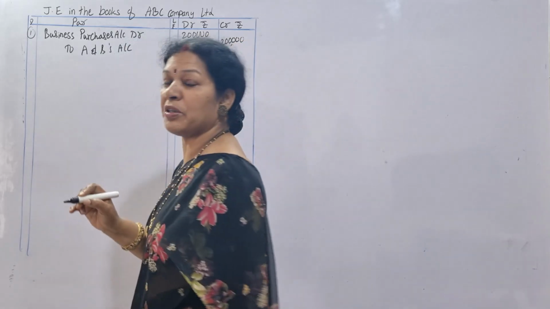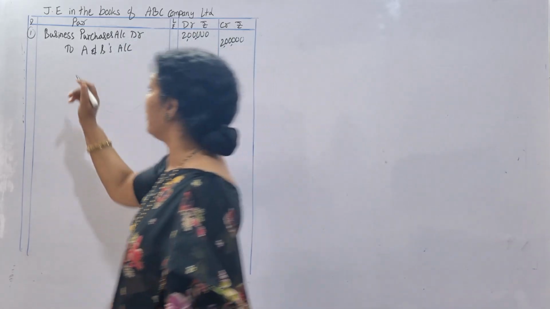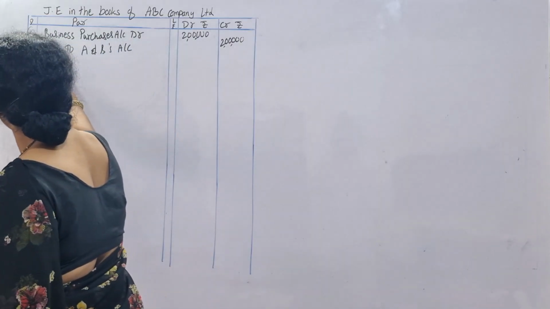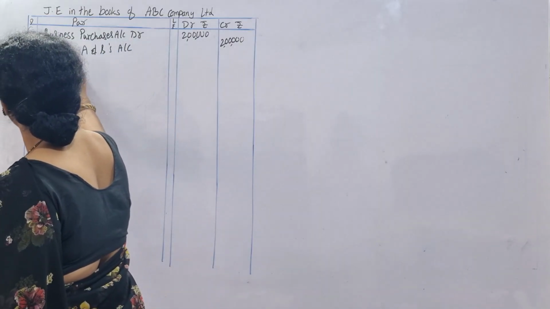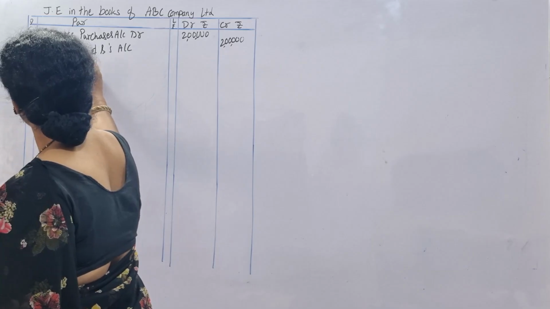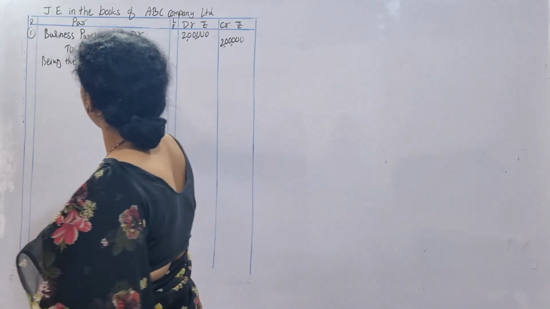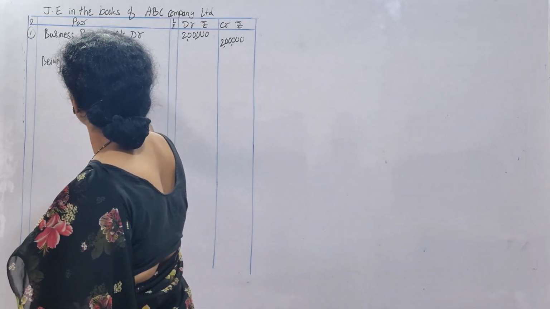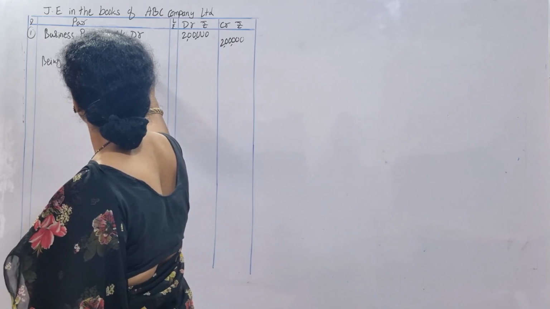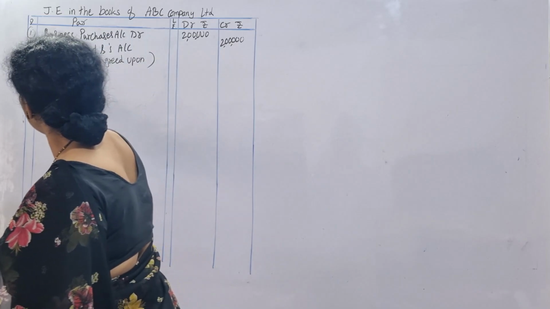You can say, being the purchase consideration agreed upon. Being the purchase consideration, you write it in full form. Purchase consideration agreed upon. The first entry is over.